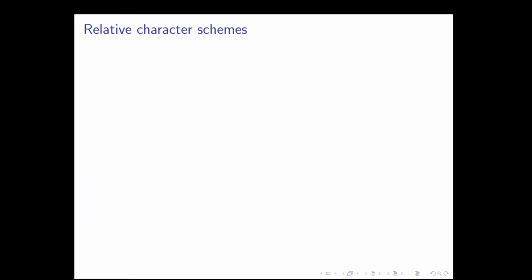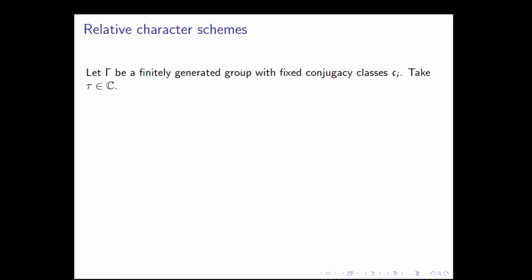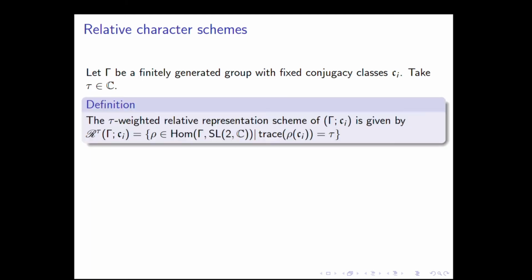Just as before, the relevant moduli spaces for us will be character schemes, though in this case we will have to consider the relative character schemes, which are defined as follows. They're something that you can associate to a group with fixed conjugacy classes and some complex parameter tau. Then we have the tau-weighted relative representation scheme of the group, relative to these conjugacy classes and the parameter tau. It's the set of all homomorphisms to SL2 for which the trace of the homomorphism on that conjugacy class is equal to tau.